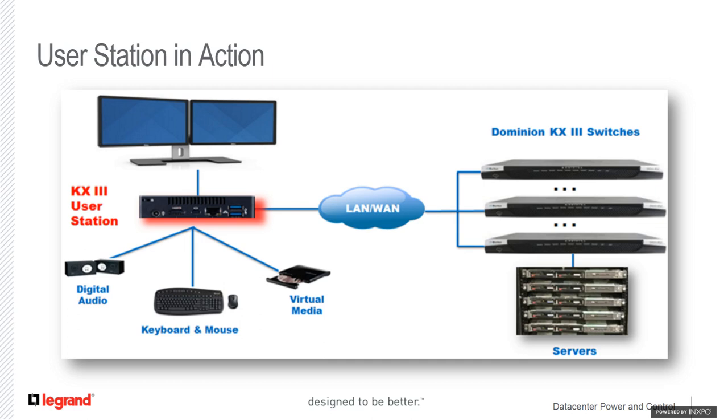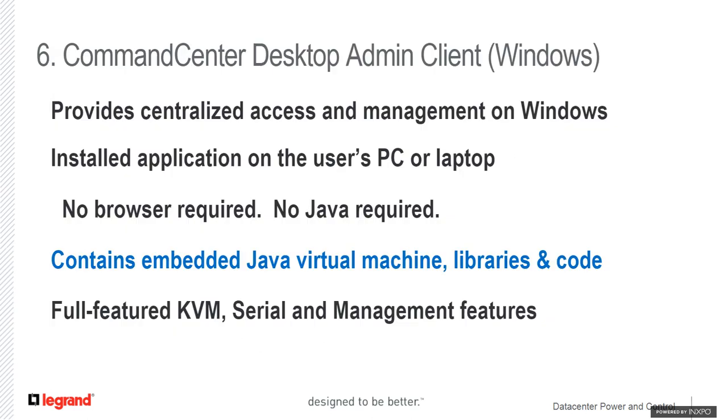Okay, a nice slide here shows how it works. It would typically sit on a desk somewhere, like I said, a lab or studio, connected to 1 or 2 monitors, keyboard and mouse, optional audio. You could connect virtual media drives into it, so a person would sit down, do their work, connect over LAN or WAN to our Dominion KX3 switches, and then access servers. So a different type of solution, but for a particular environment.